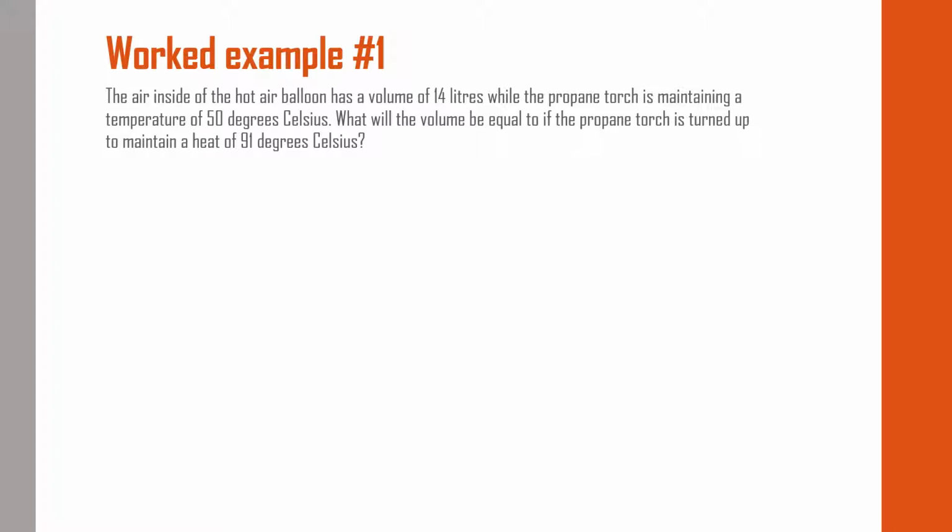The V1 value, which is volume before the temperature change, is 14 litres. The T1 value is 50 degrees Celsius. Before we move on, we must convert this value from degrees Celsius to Kelvin. This is done by simply adding 273, making our T1 value 323 Kelvin. The V2 value is unknown and needs to be found by plugging the other values into Charles's law formula. The T2 value is 91 degrees converted to Kelvin, which is 362 Kelvin.